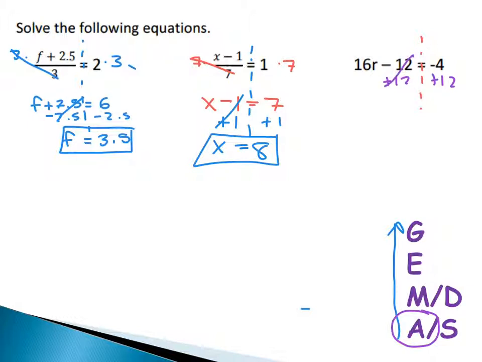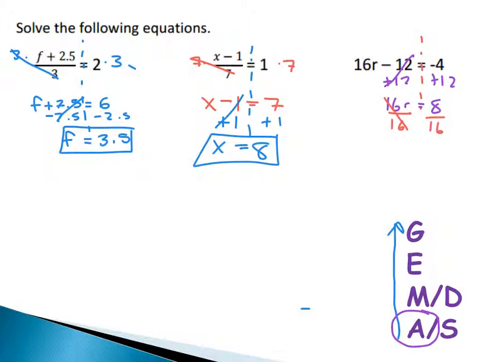That's going to cancel out the 12 here, leaving me with just 16r equals negative 4 plus 12. Negative 4 plus 12, what does that equal? If I remember from last unit, that's going to equal 8. Last step here is I see that I have 16 times r, so I'm going to divide this side by 16.